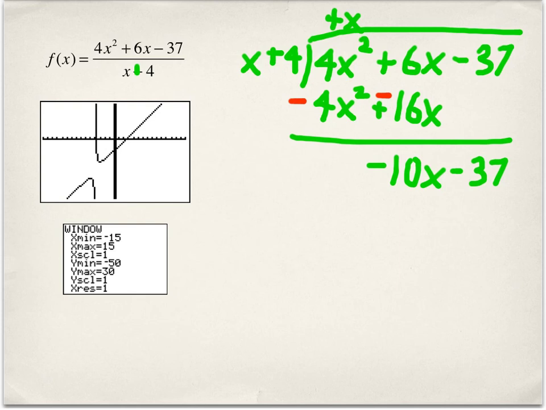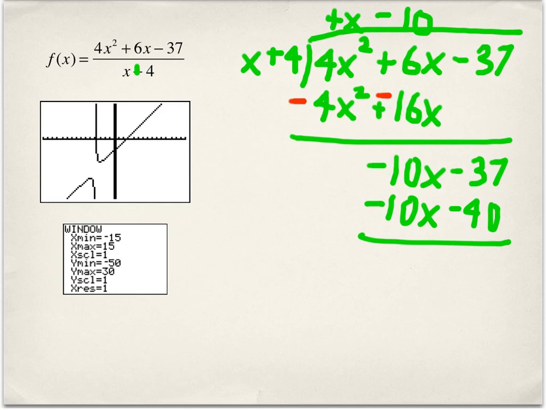And now I repeat that process again. So what would I have to multiply x by to get negative 10x? I always want to knock this guy out. And sure enough, it's going to be minus 10. So I go ahead and multiply that out again. Negative 10x minus 40. And I'm going to change my sign once again. Remember, subtracting is the same as adding the opposite. So now when I do that, I see that my 10x's cancel out. I get a remainder here of 3.